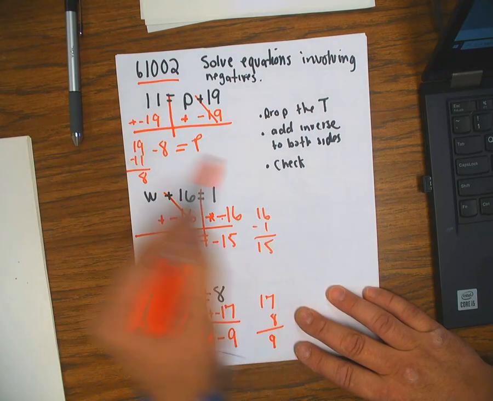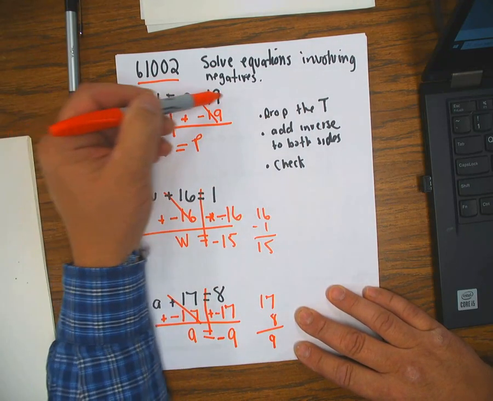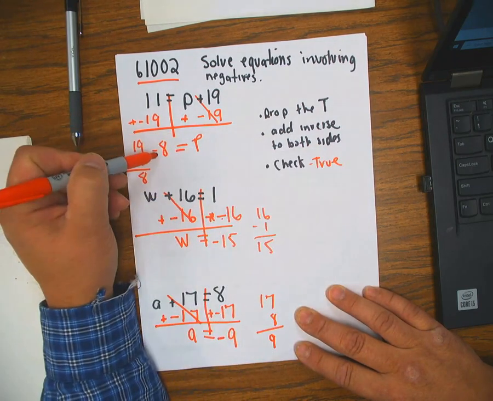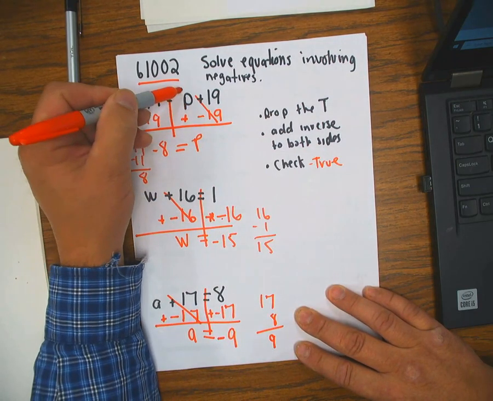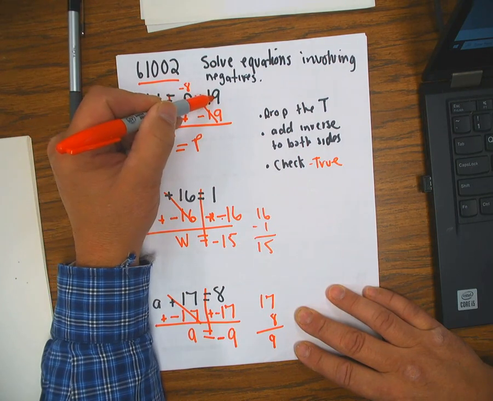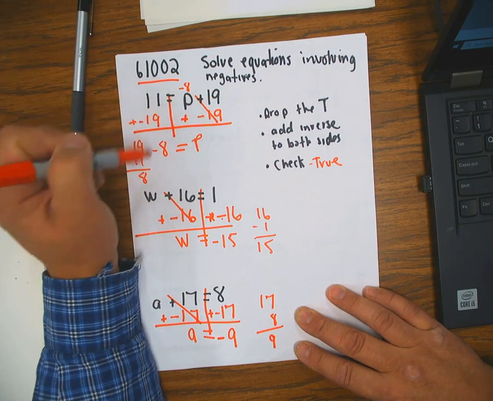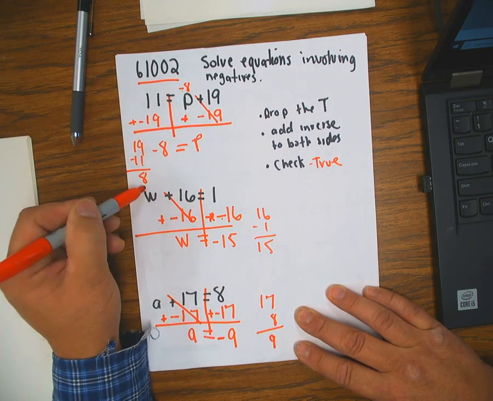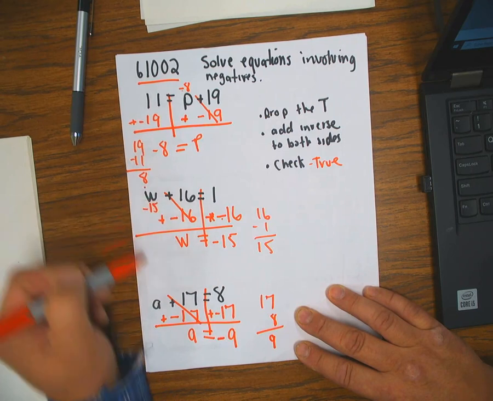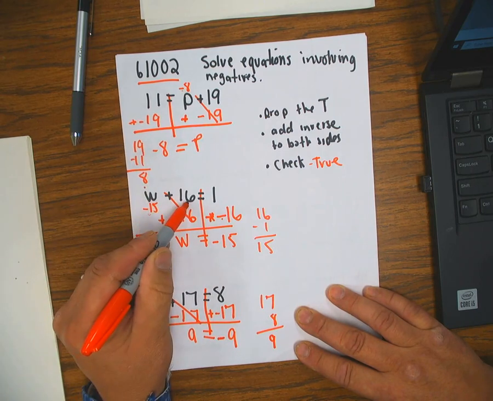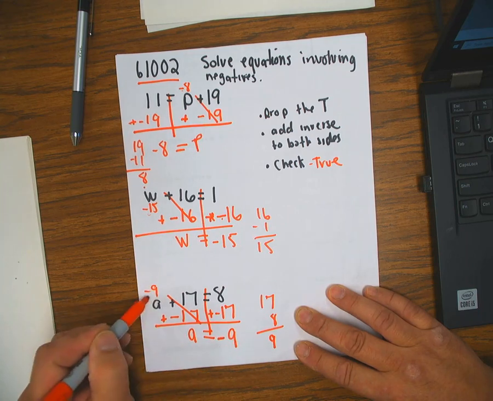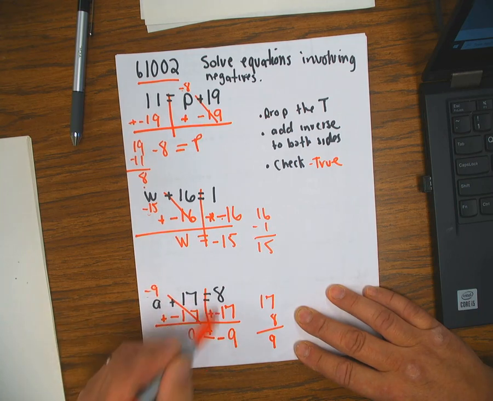Checking what we're doing when we solve an equation is we're finding what would make this statement true. So when I put in negative 8 here, negative 8 plus 19 should equal 11, or this side, and it does, 19 minus 8. When I put in negative 15 here and I combine it with 16, I get 1. When I put in negative 9 for A, negative 9 plus 17 equals 8.